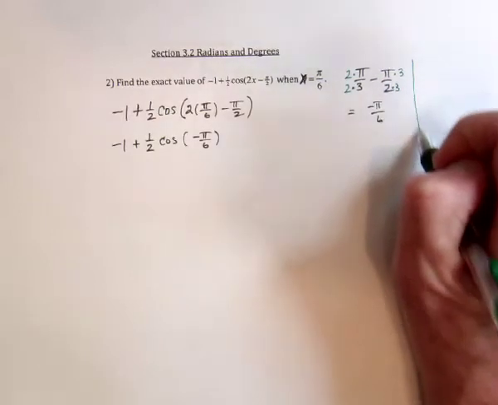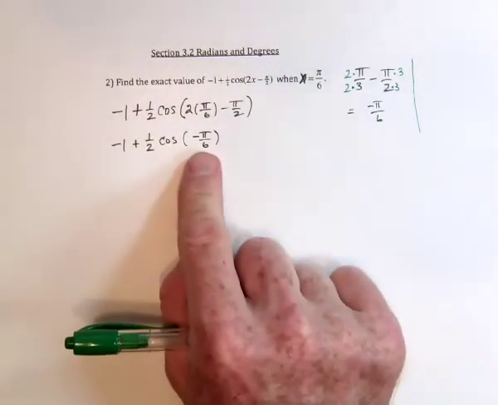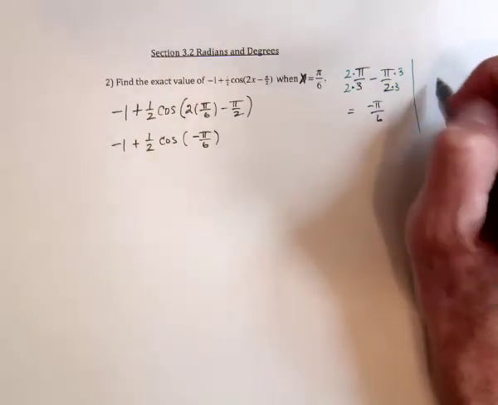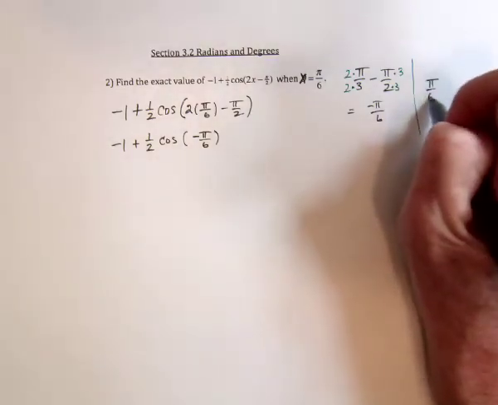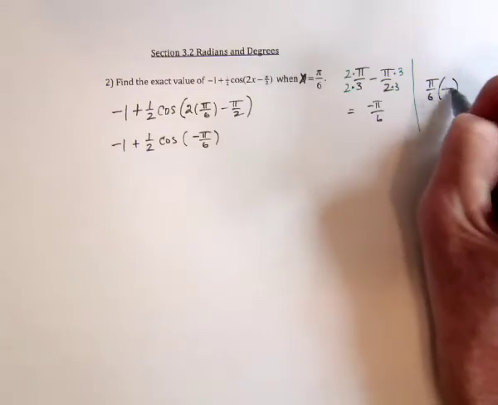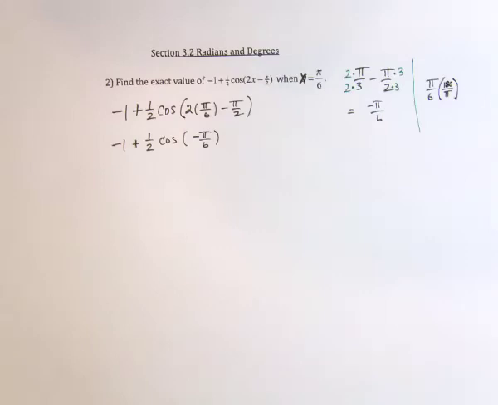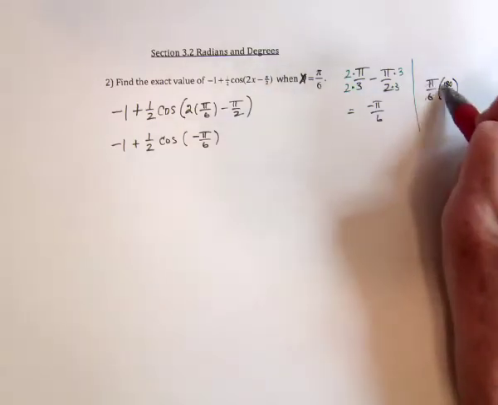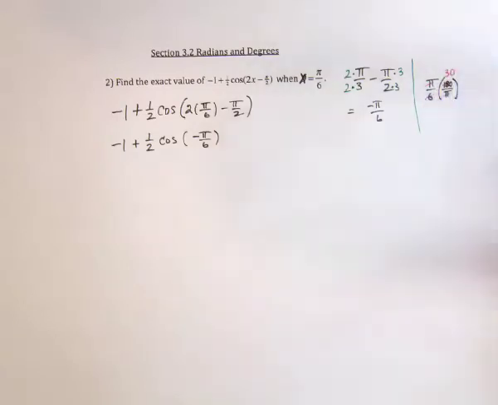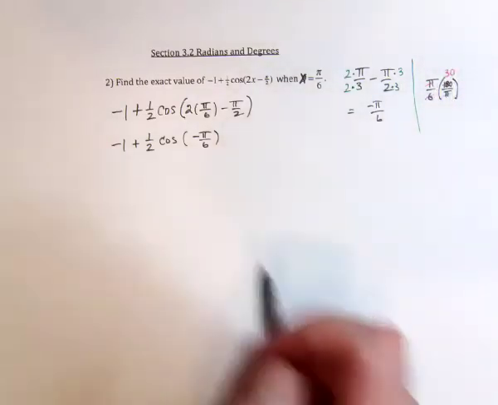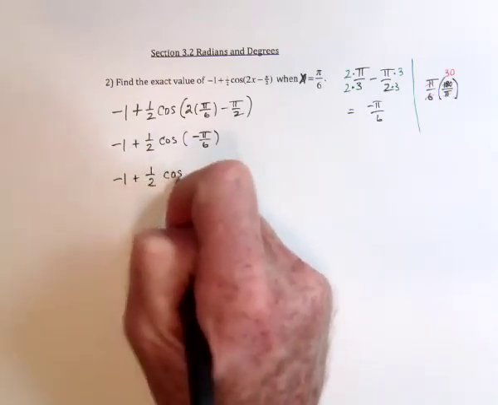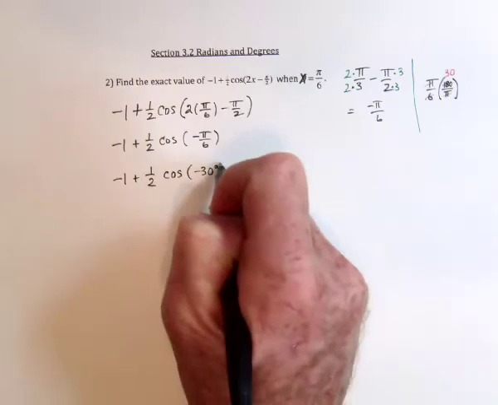So I want to see if this is 30 degrees or 60 degrees or 90 degrees, something common like that. So pi over 6, if you convert it by multiplying by 180 over pi, well, the pi's are going to cancel, and then 6 will divide into 180 30 times. And so we're actually dealing with cosine of negative 30 degrees.